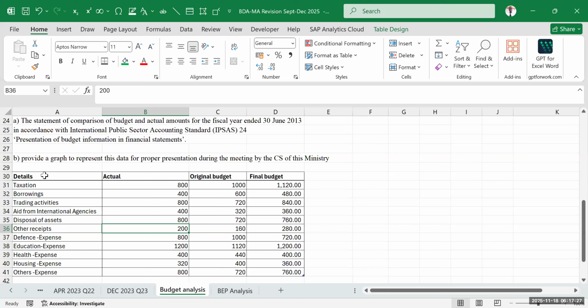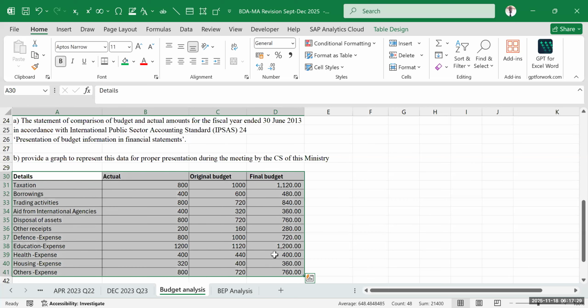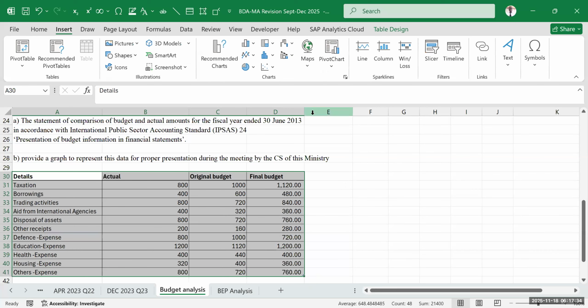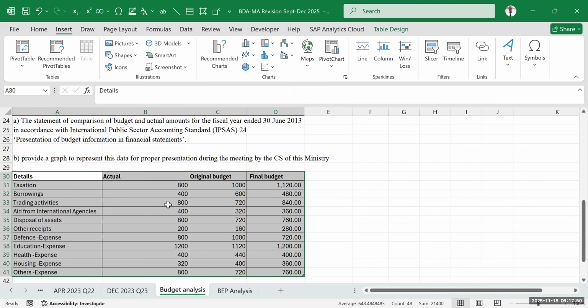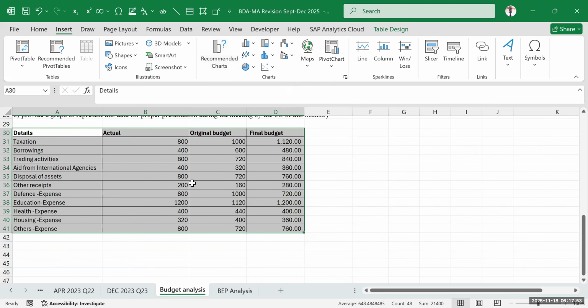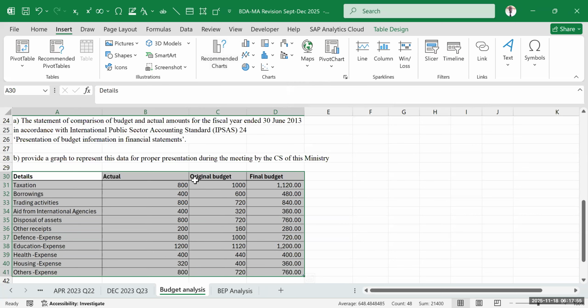The usual one in dashboarding, highlight the whole table. After highlighting the table, what do we do? We go to the insert tab. Then, obviously, because you've highlighted the data, Excel will give you recommended charts. But I told you, the type of chart you choose is not cast in stone. Choose that which you feel best represents your data. Our data is about budgets, and our data has values. And what do we want to do with the values? We want to compare these three budgets: actual, original, and final.